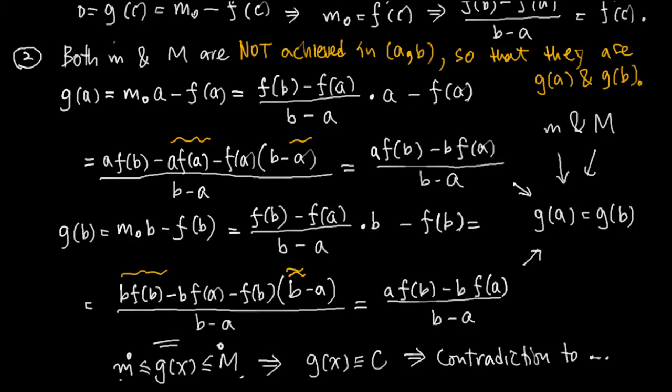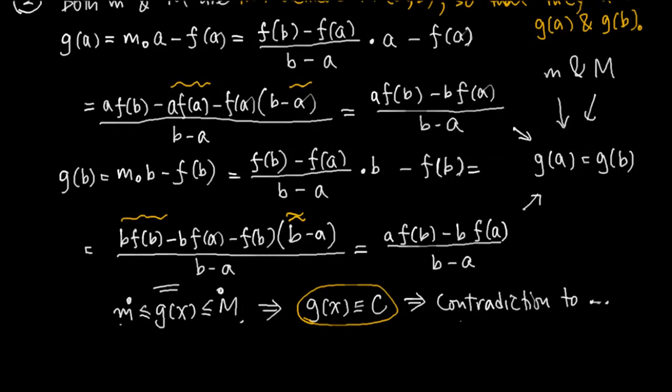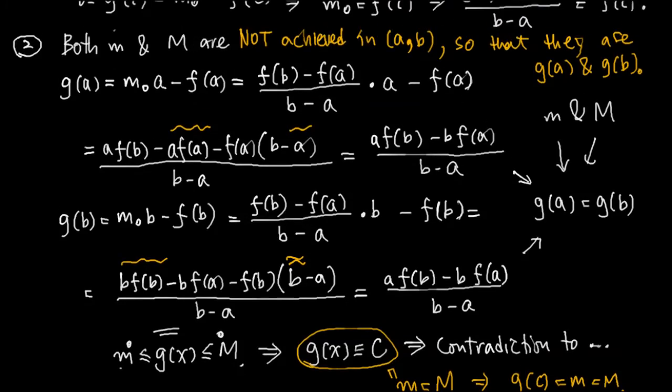So after all the calculation, we realize that g(x) is actually a constant function, and a constant function forces g of this whole thing to be constant. c is equal to the minimum and equal to the maximum. And because it's a constant, some g(c) is going to be the maximum and the minimum. And this is a contradiction. We said in the hypothesis earlier that the maximum and minimum are not achieved in (a, b). So this case cannot happen. That's what we have proved.